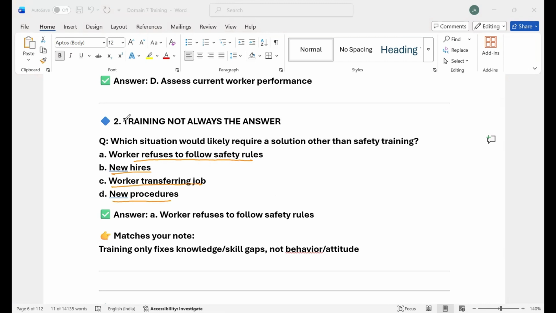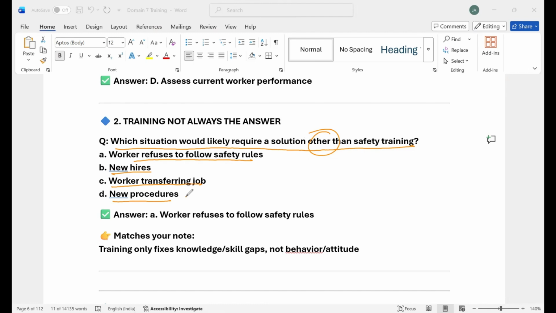New procedure. Now the question. In ASP, CSP, the most important thing is that you must understand the question properly. Questions are always confusing. Which situation would likely require a solution other than safety training? So they are not asking in which situation you need to give safety training. They are asking other than safety training. In what situation should you not give safety training?